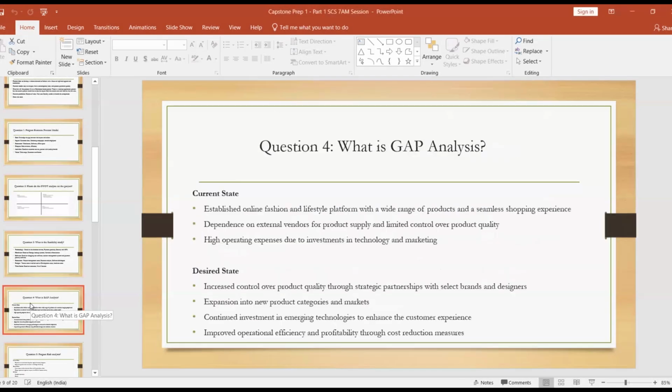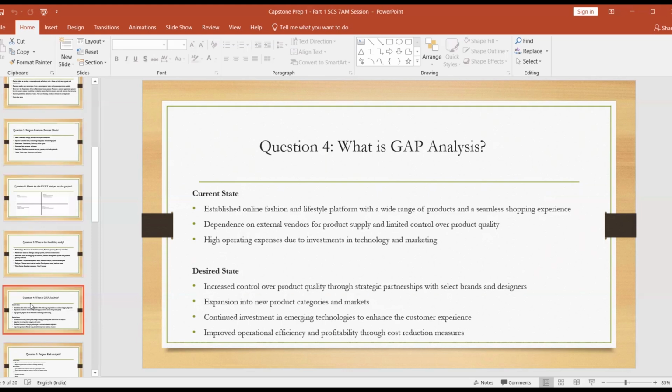So the next question is gap analysis. What exactly is gap analysis? This is question number 4. Write what gap analysis is, define it, and if you can elaborate it in an easy way, it would be good. Let us try to understand what gap analysis is about.